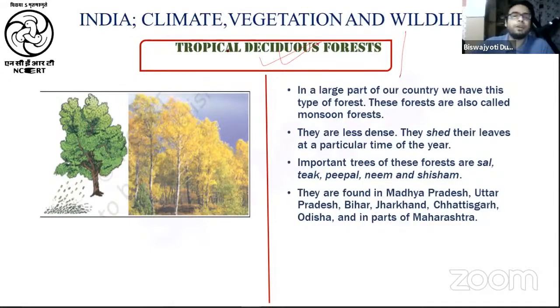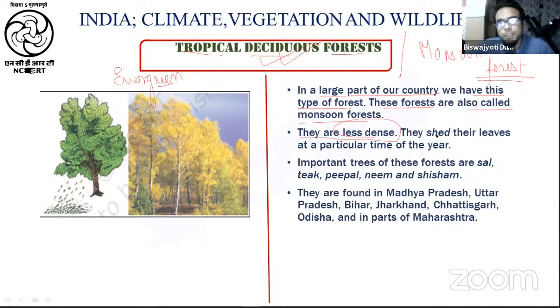Now, always remember your tropical deciduous forest, it is also called as your monsoonal forest, right? So in a large part of our country, we have this type of forest, and these forests are also called as your monsoon forest. Fine. And they are less dense compared to your tropical evergreen forest, and they shed their leaves at a particular time of the year. Very, very important.